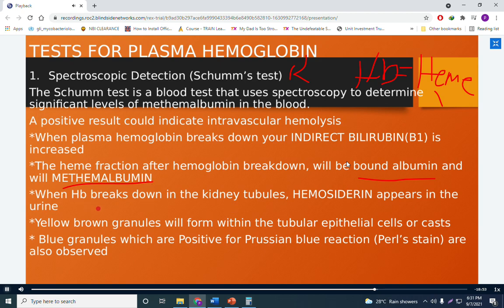Kapag ang hemoglobin nyo naman class nag-breakdown sa kidney tubules, hemosiderin appears in the urine. Yellow-brown granules will form within the tubular epithelial cells or casts, while blue granules are positive for Prussian blue reaction.